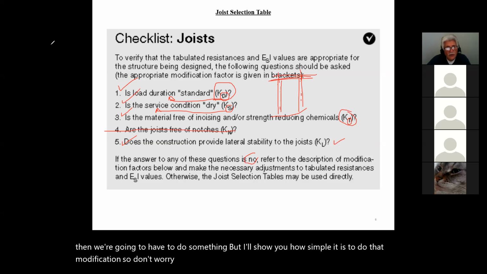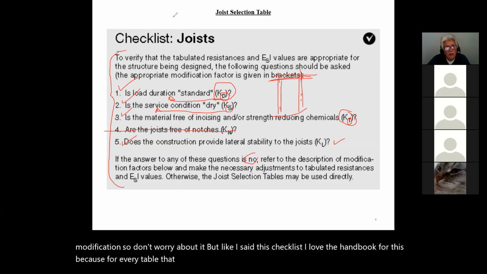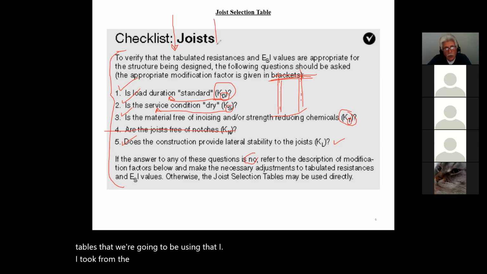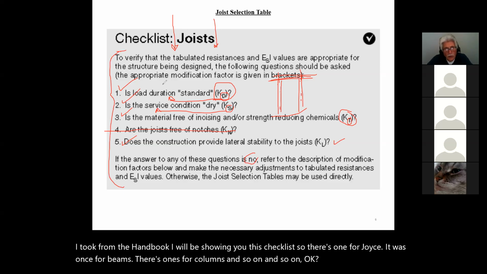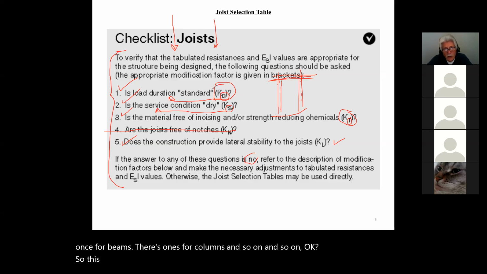But like I said, this checklist, I love the handbook for this because for every table that the handbook has, it has these checklists. And all the tables that we're going to be using that I took from the handbook, I will be showing you this checklist. So there's one for joists, there's ones for beams, there's ones for columns, and so on and so on, okay? But what we're going to talk about now are these factors, okay?